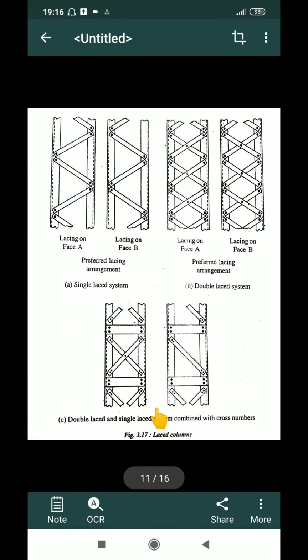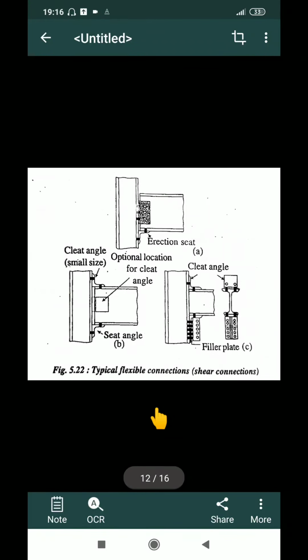Let us start with the junction of a beam and a column. There are 3 types of junctions or 3 types of joints between a beam and a column. One is a flexible connection, second is a rigid connection, and third one is a semi-rigid connection. So let us start with the flexible type.